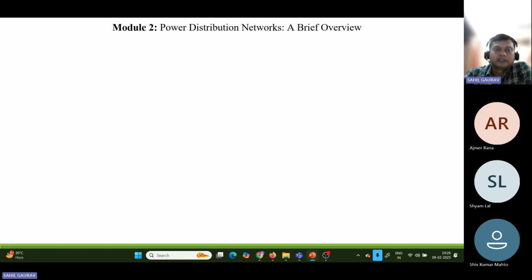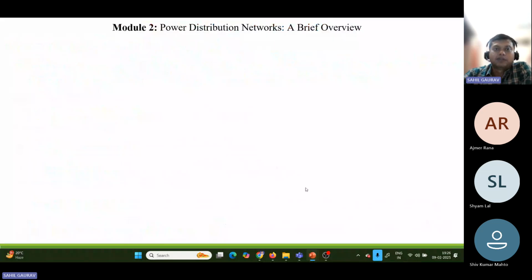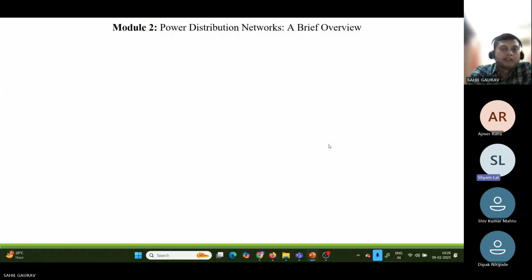So this is what we have covered till this point. All of this comes under load modeling. Now let us come to the second module, that is power distribution network, a brief overview.